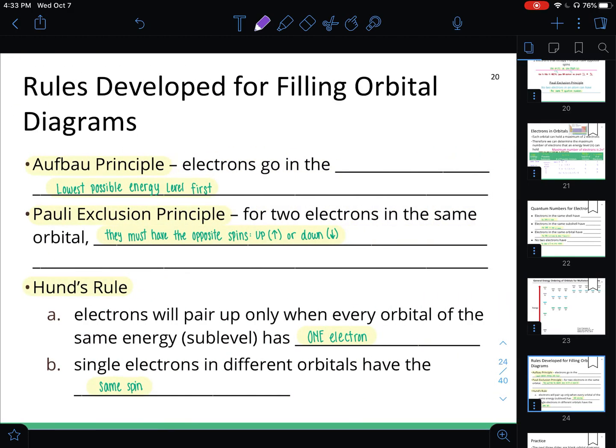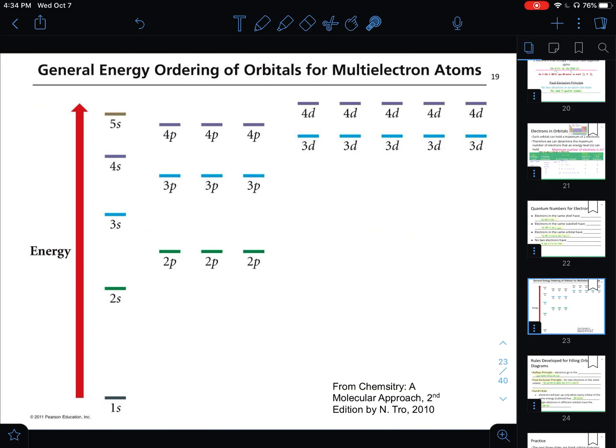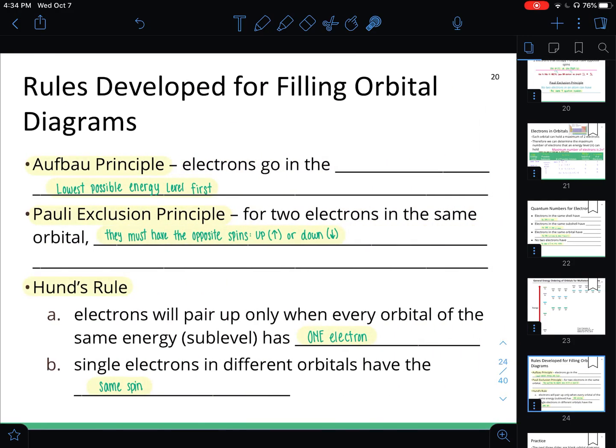So first one, energy levels are filled in from the lowest possible energy level, and you work your way up. That is the Aufbau principle. That's why it's really nice to use this chart. And if you know the total number of electrons, you can just be filling it in, just kind of like how you would walk up a staircase, one step at a time, one energy level at a time.